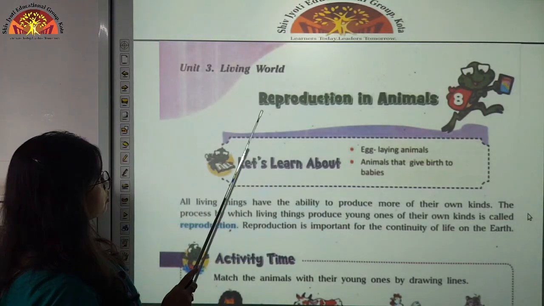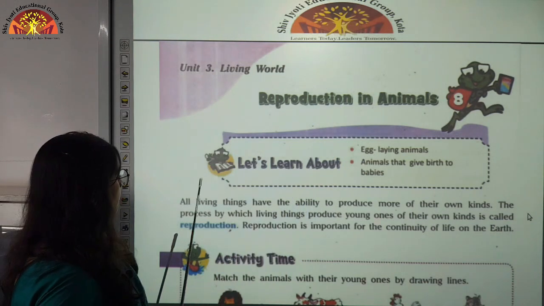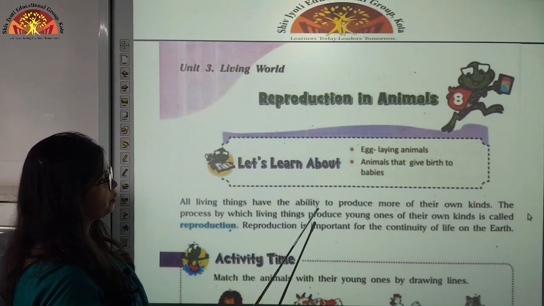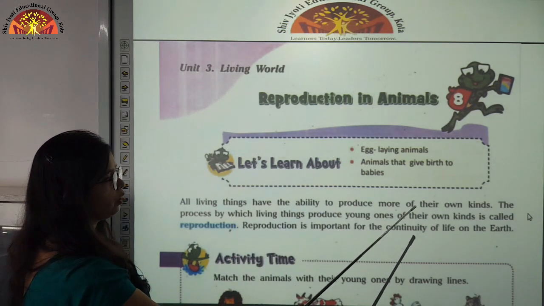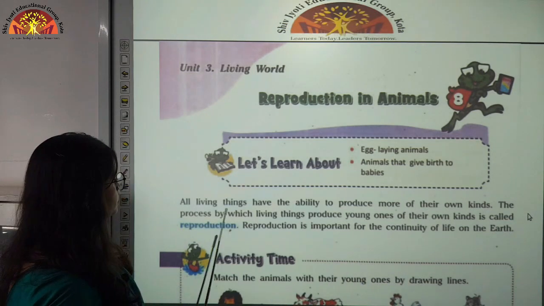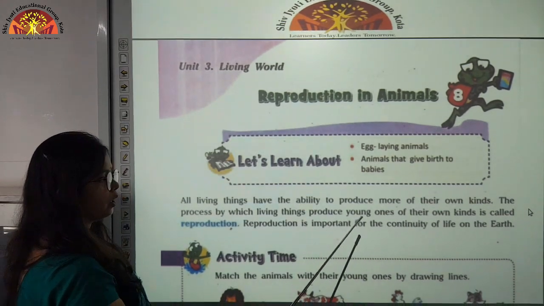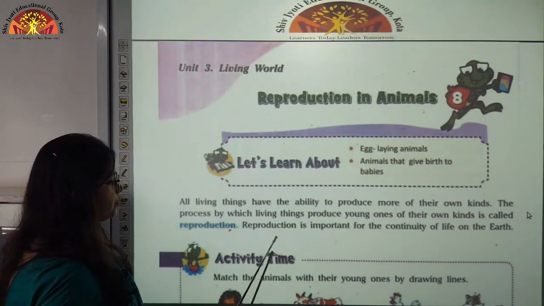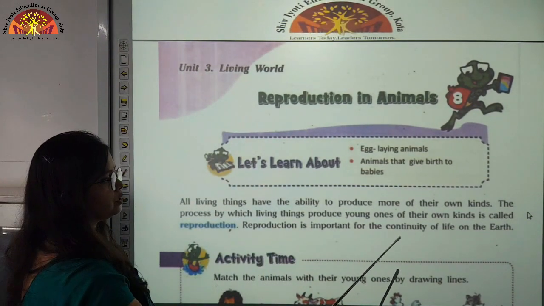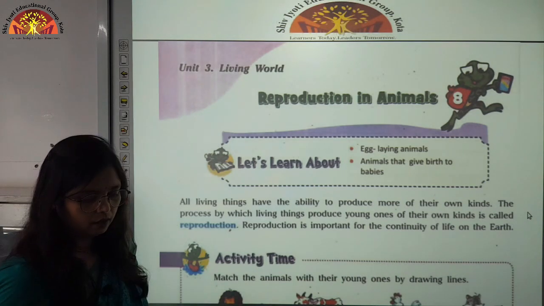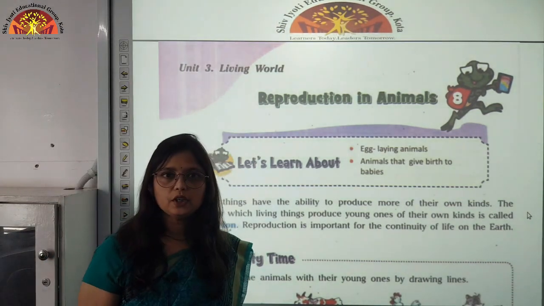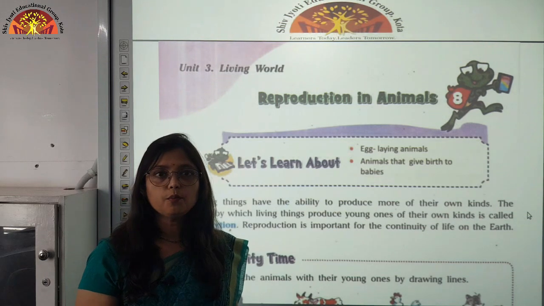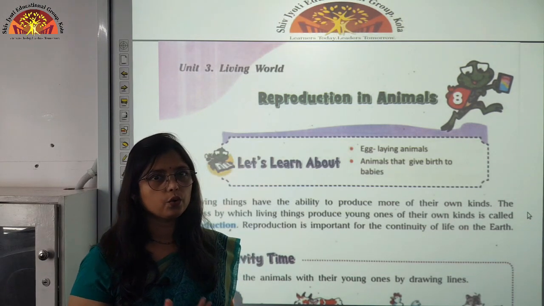Okay. So, reproduction in animals. All living things have the ability to produce more of their own kinds. The process by which living things produce young ones of their own kinds is called reproduction. And reproduction is important for the continuity of life on earth. So, children, reproduction here means producing more organisms of its own kind.